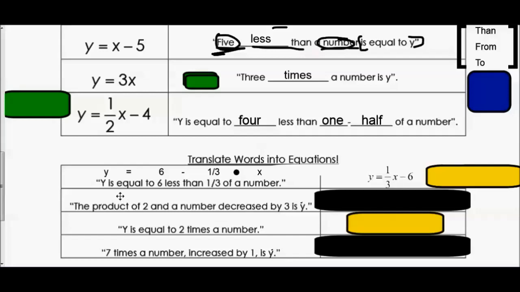On the second one, we have the product. That means multiplication of 2 and a number, of 2 and some number that we don't know. That's 2 and x. And that's decreased by 3. And that is y. When we see that word "is," that really just means equals. It could say "is equal to," or it could just say "is." Either way, it's decreased by 3, subtracting 3, and that equals y.